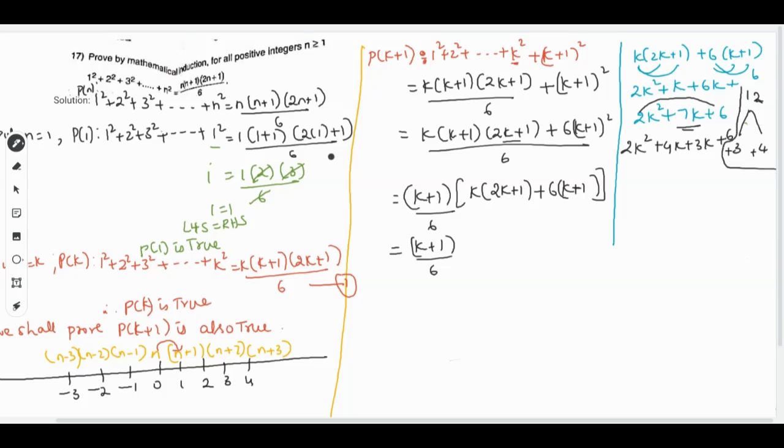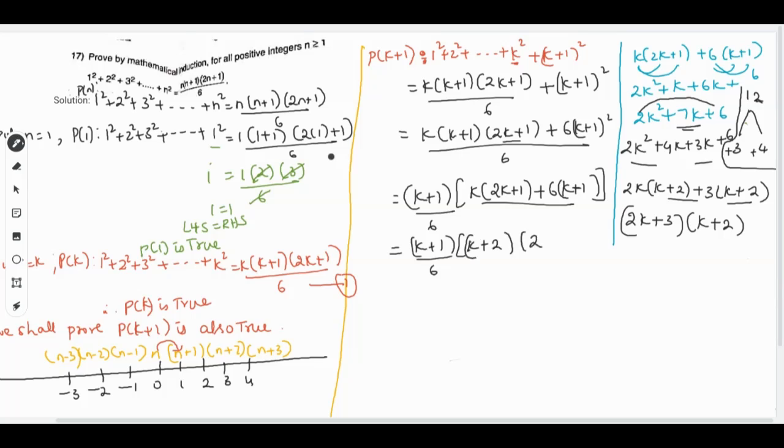Then if you take the common elements here, that will equal 0. That will be 2k common, we get k plus 2, plus 3 common, k plus 2. So that will be 2k plus 3 into k plus 1 is repeated, so we'll write it one time. So this answer we'll write in this place. That will be k plus 2 into 2k plus 1.